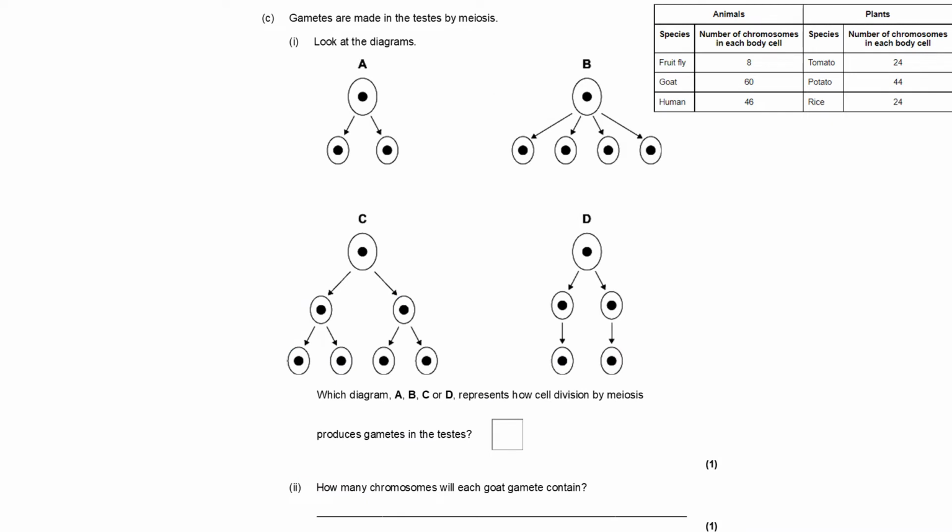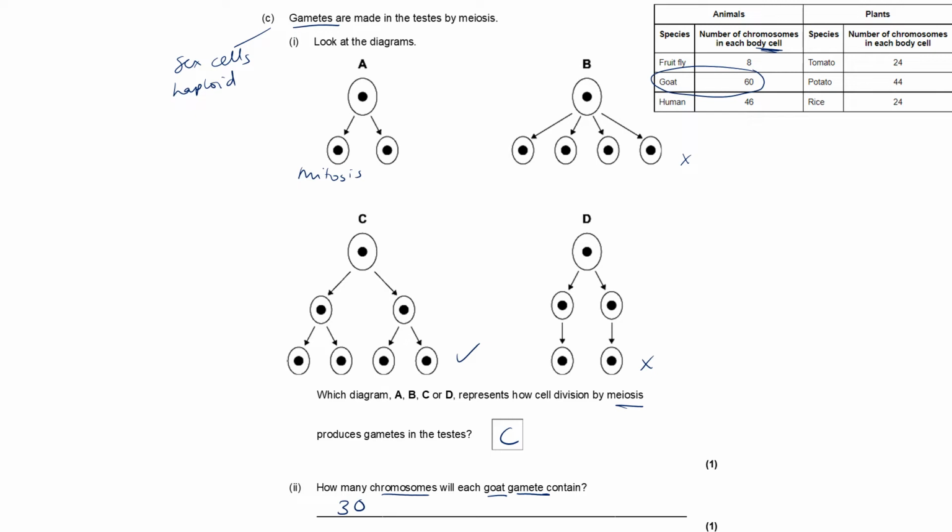For part C, again, I've copied over the table onto this slide just so we can see it all in one space, but in the exam, you will have that all on one page. It says gametes are made in the testes by meiosis. Now, I know that gametes are sex cells and they're haploid. I know that mitosis does not produce gametes. So again, I can start to look at the diagrams they've given me. I can see A is mitosis, B is not quite meiosis, and D is not quite mitosis. There's a couple of errors there, but A and C: mitosis for A and meiosis for C. So I can put C in for question C.